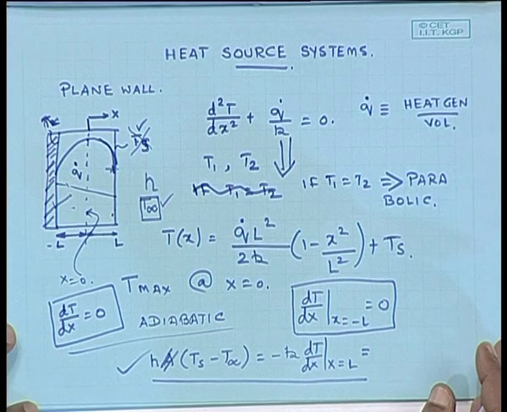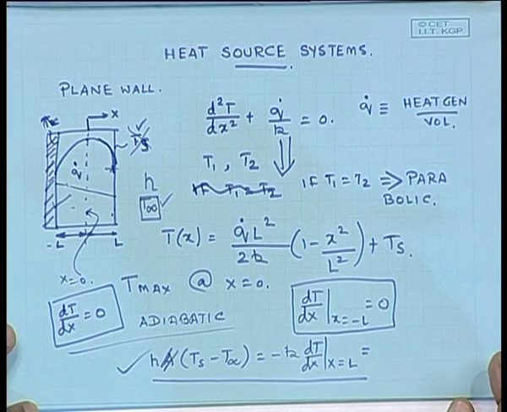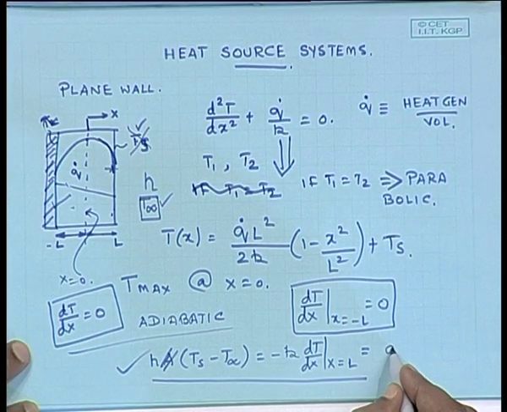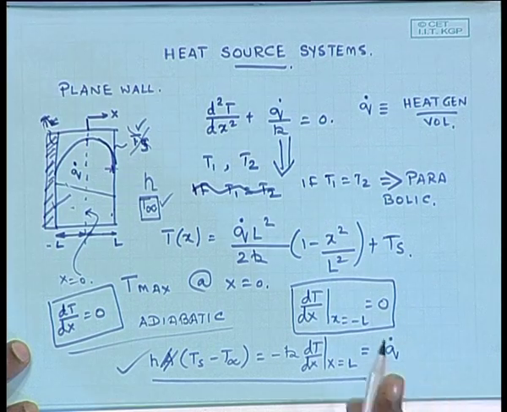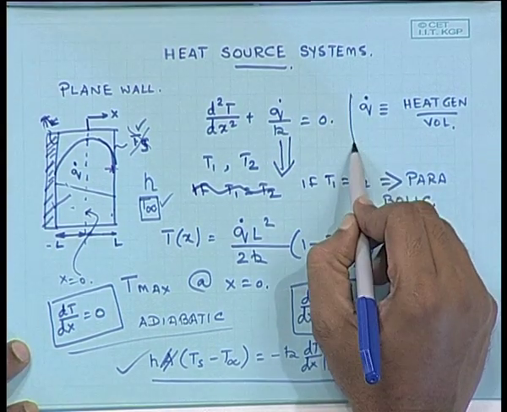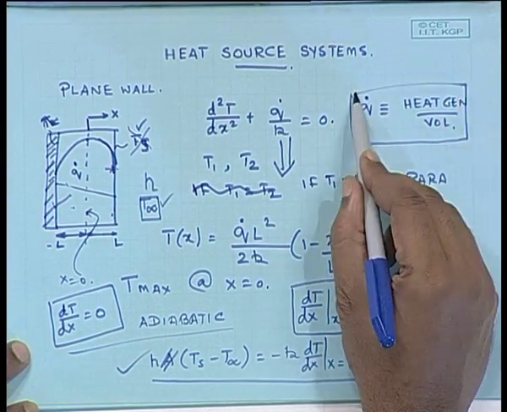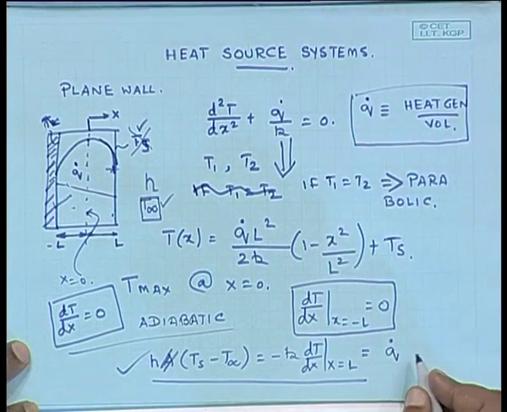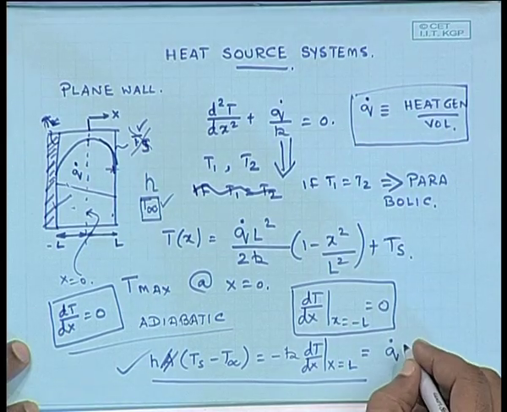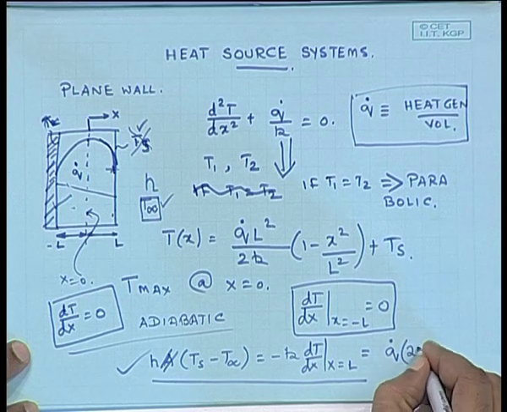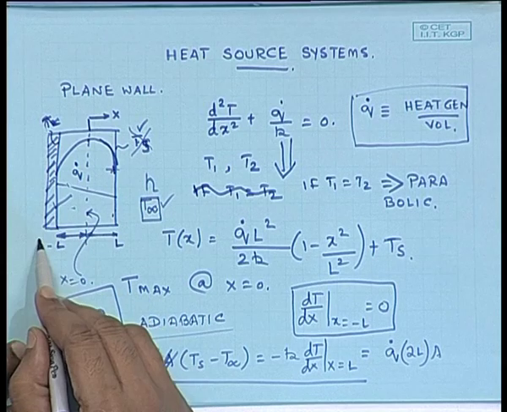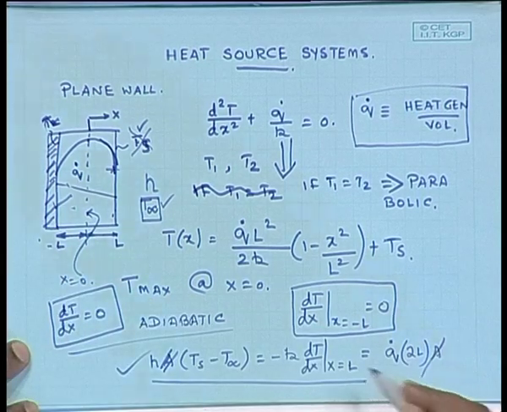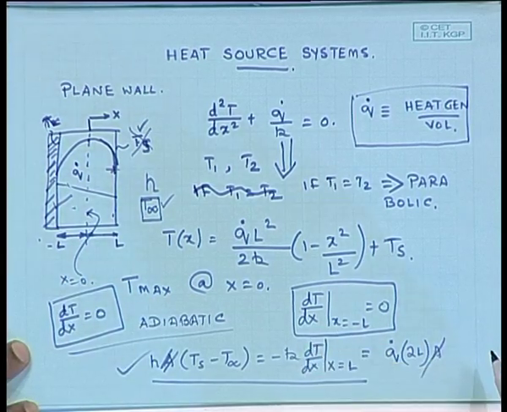Is there any other information which is available to you? Q dot. So, I can equate it with what? Q dot times... Q dot, again remember Q dot, as I have said here, is heat generation per unit volume. So, what should this be equal to? L or 2L? No, it should be twice L times A, because this is L on this side and L on the other side. So, it is twice L and A, which will obviously cancel with this one.